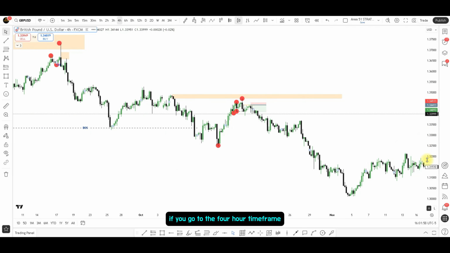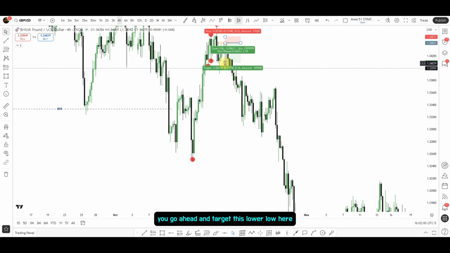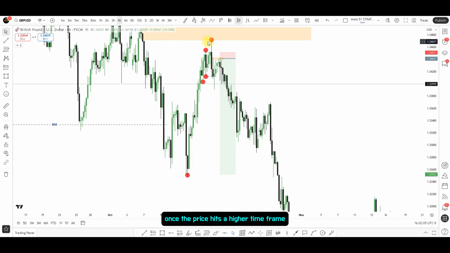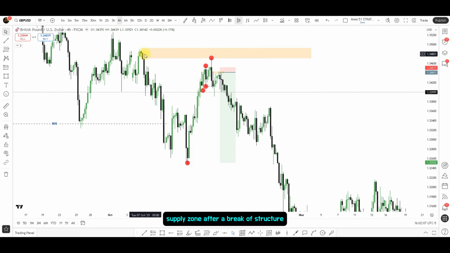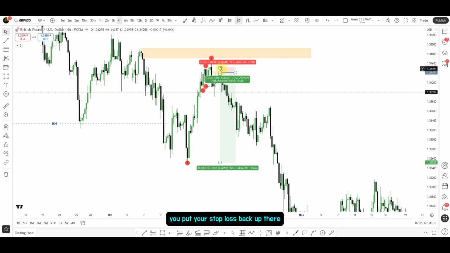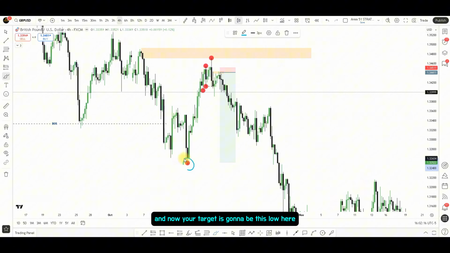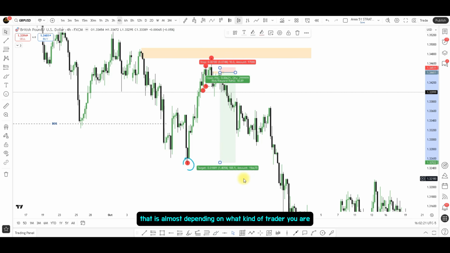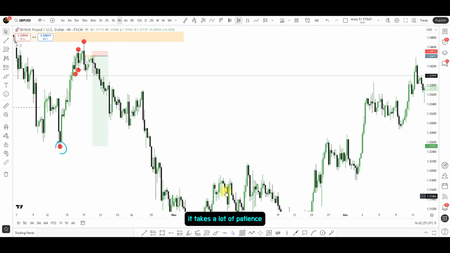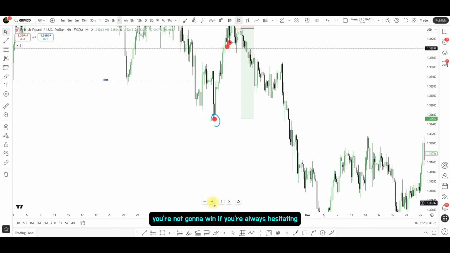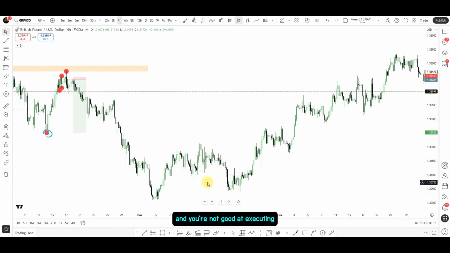If you go to the 4-hour time frame, you go ahead and target this lower low here, because once the price hits a higher time frame supply zone after a break of structure, you can see this is the reversal. You put your stop loss back up there on the 15-minute time frame, and now your target is going to be this low here. Depending on what kind of trader you are, this is about 188 pips, but it takes a lot of patience. In this market, you're not going to win if you're always hesitating and you're not good at executing.